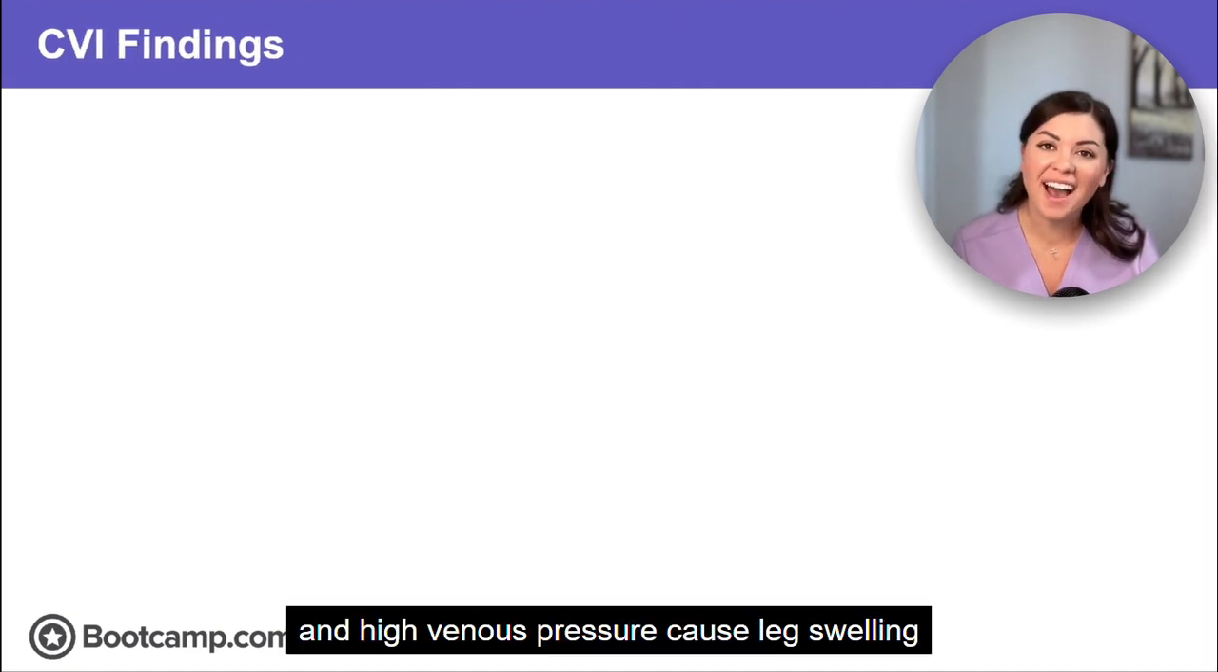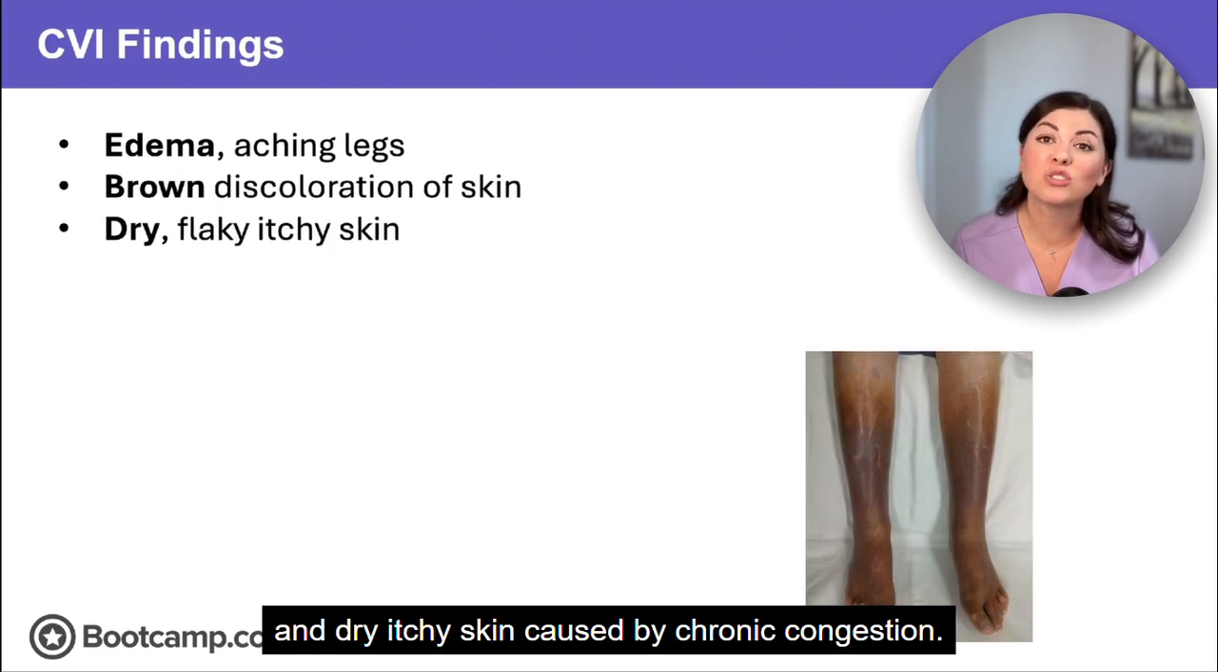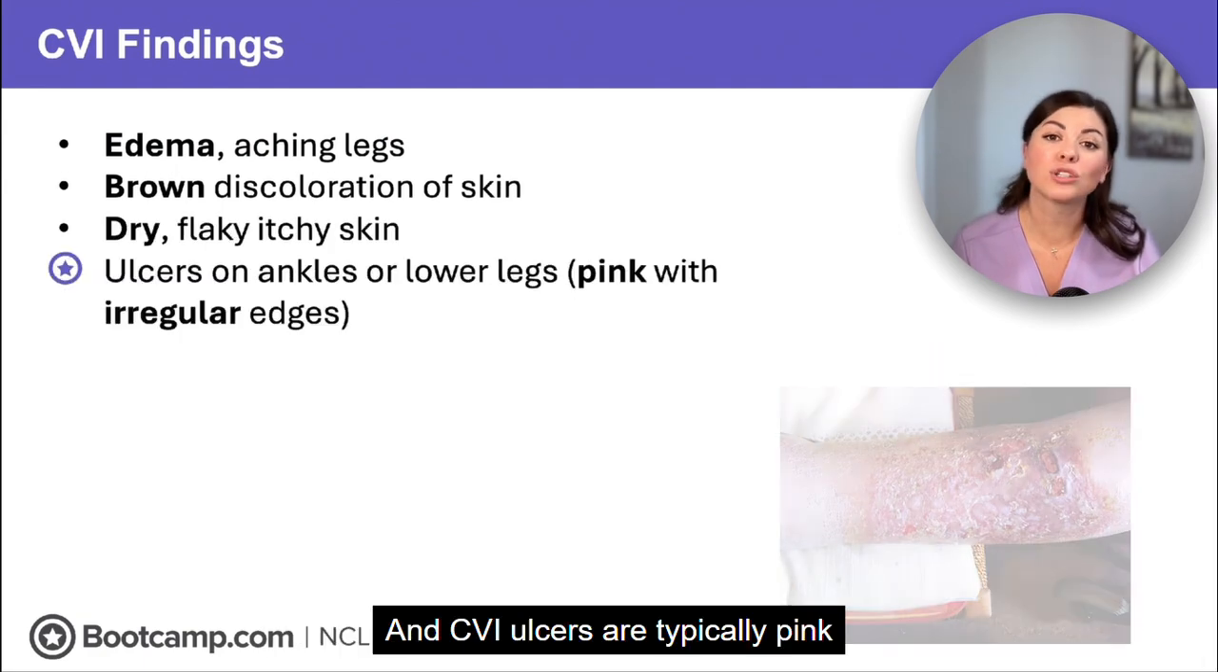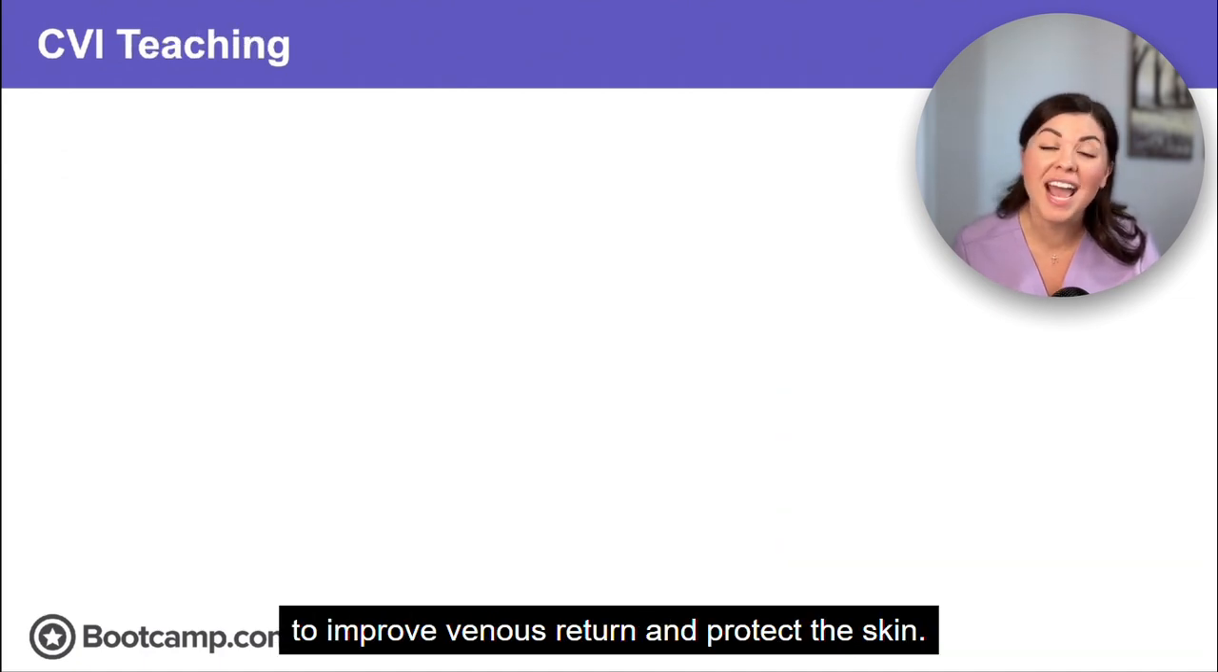In CVI, blood pooling and high venous pressure cause leg swelling or edema, as well as aching and heaviness. They will also experience brown discoloration and dry, itchy skin caused by chronic congestion. And CVI ulcers are typically pink and on the ankles or lower legs. So for clients with CVI, the goal is to improve venous return and protect the skin.